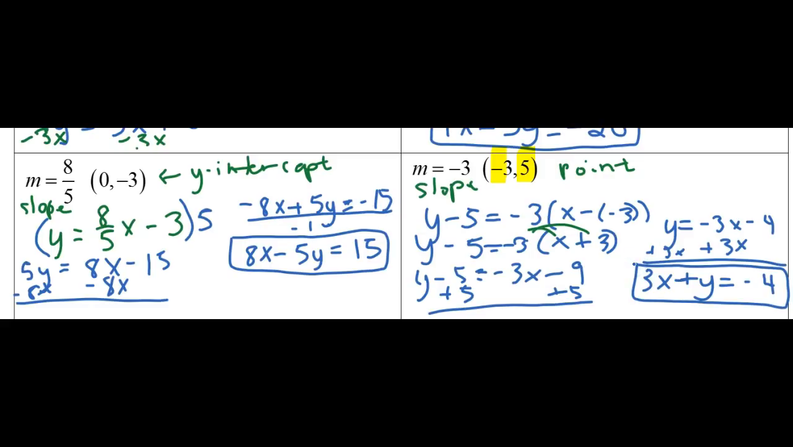So this one we started in point slope, we solved to actually get into slope-intercept form, and then we rearranged to get in standard form. So this one you actually got to see all three forms of this problem. All right, let's get some more practice in.